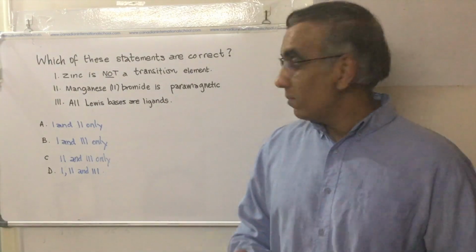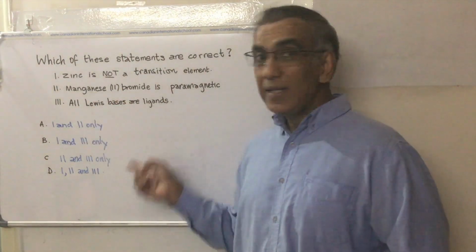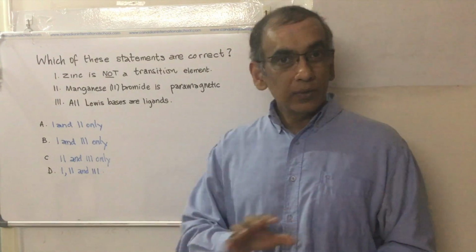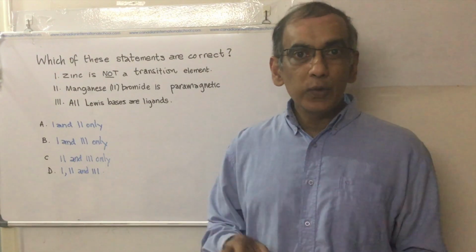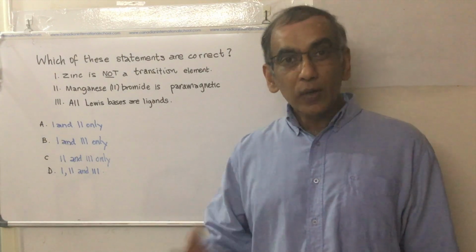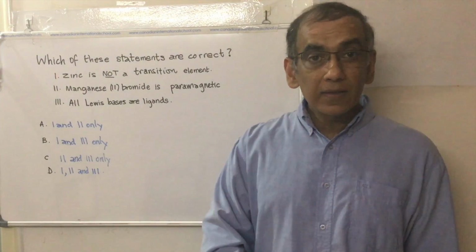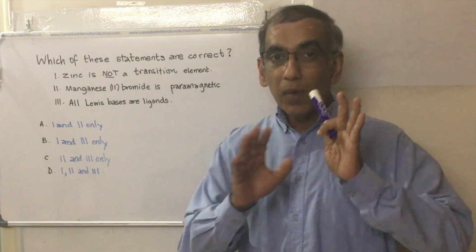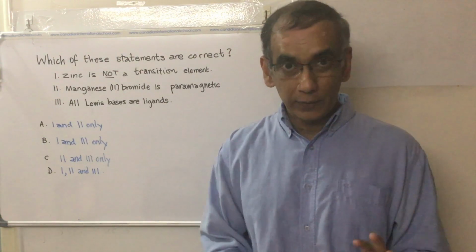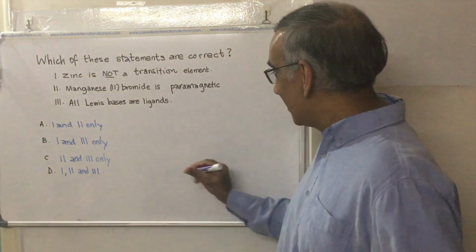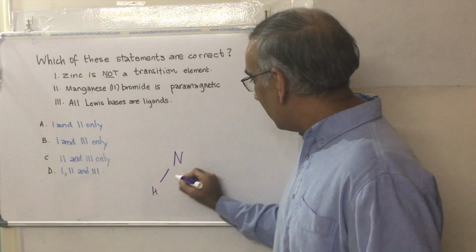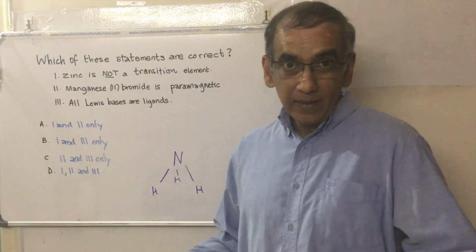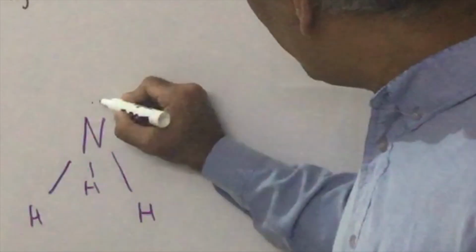And our final statement here is that all Lewis bases are ligands. Well, a good way to get away from all of the confusion about Lewis bases, Bronsted-Lowry bases, ligands, and even electrophiles is to have one molecule as your base for all of that. And that base is NH3, ammonia. Very important molecule to study about in any chemistry. It's got a lone pair here.